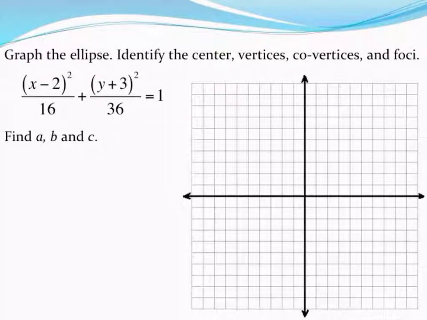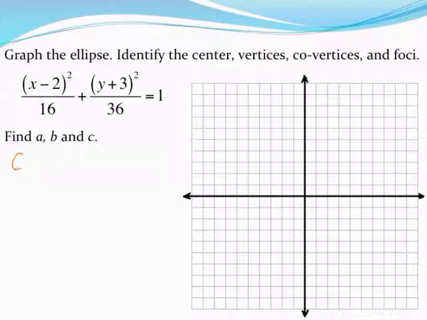Let's take a look at how we're going to graph this ellipse and identify the center, the vertices, the co-vertices, and the foci. First of all, I'm going to note that my equation is already in standard form. It's equal to 1. I've got everything in parentheses squared, so we're in standard form. That makes it really easy to identify certain pieces of this problem.